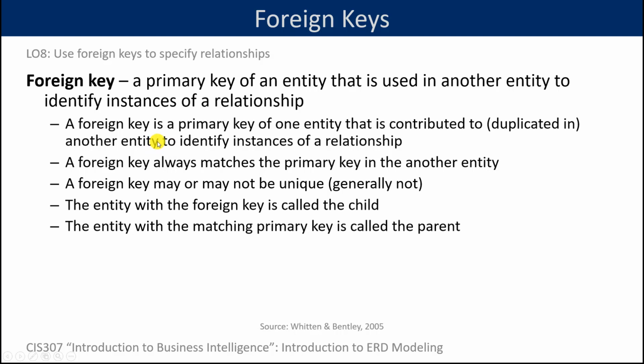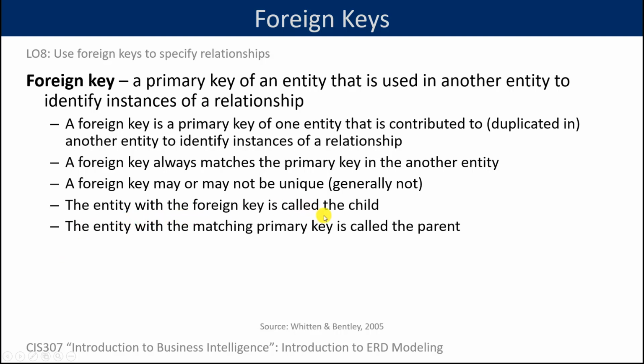Let's say you have two entities and each entity has a primary key. So to show how instances in these two entities are related, you take the primary key from one entity and insert it into another entity, okay? And once you take a primary key from one entity and insert it into another entity, this is how you show that instances are related. And once you do that, that primary key that is inserted into another entity becomes a foreign key, which means it's a key that is not native there. A foreign key always matches the primary key in another entity. A foreign key may or may not be unique. Generally, it's not. It can be duplicated several times.